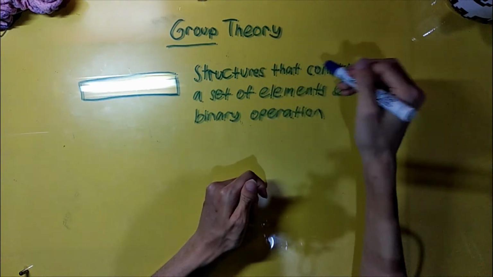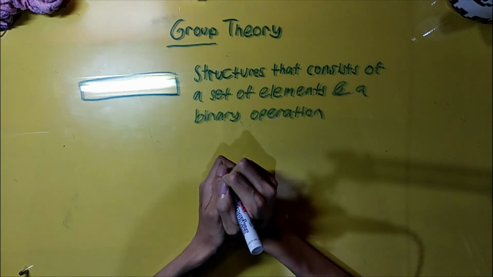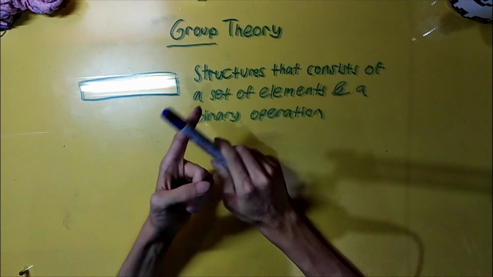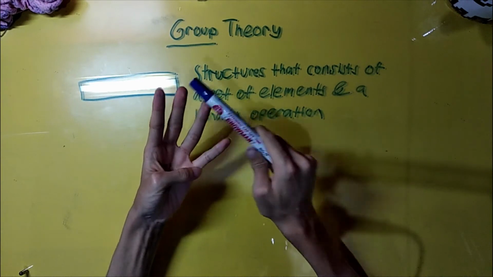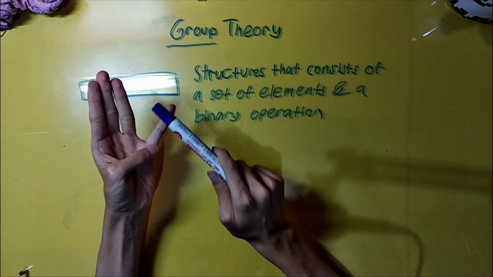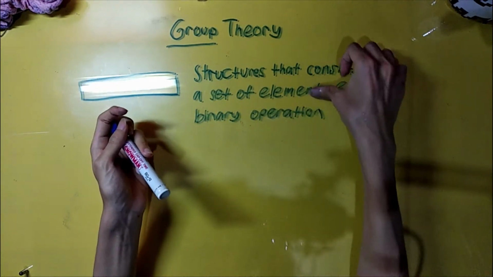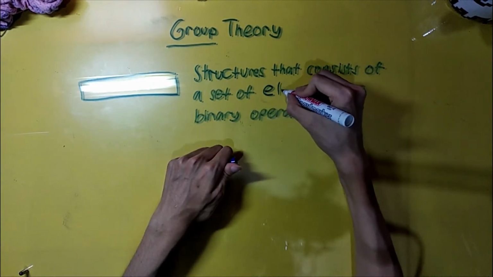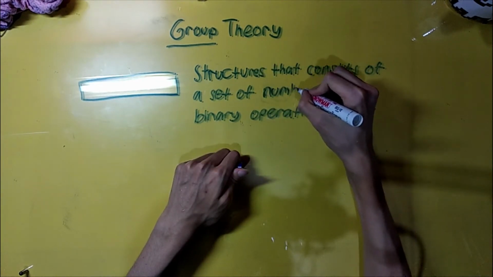We're going to be talking about what this actually means first. So it's a structure that consists of a set of elements. What are elements? Elements can be any mathematical object. It could be matrices, coordinates, vectors, or it can just be simple numbers. We won't be dealing with the complicated things. We'll just be dealing with numbers. So for the purpose of this video series, we're just gonna say a set of numbers, just to simplify things.